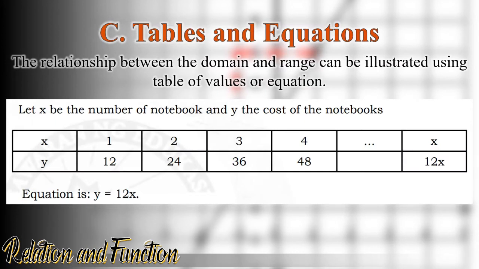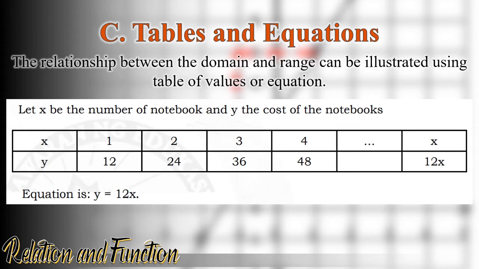In tables and equations, the relationship between the domain and range can be illustrated using table of values or equation. So let x be the number of notebooks and y the cost of the notebooks. So meron tayong table of values. We have the first row, first column, we have x, and on the succeeding rows, we have 1, 2, 3, 4, and so on up to x. And for our second row, first column, we have variable y or the range y. And the succeeding rows are 12, 24, 36, 48, and so on up to 12x. So its equation is y is equal to 12x.